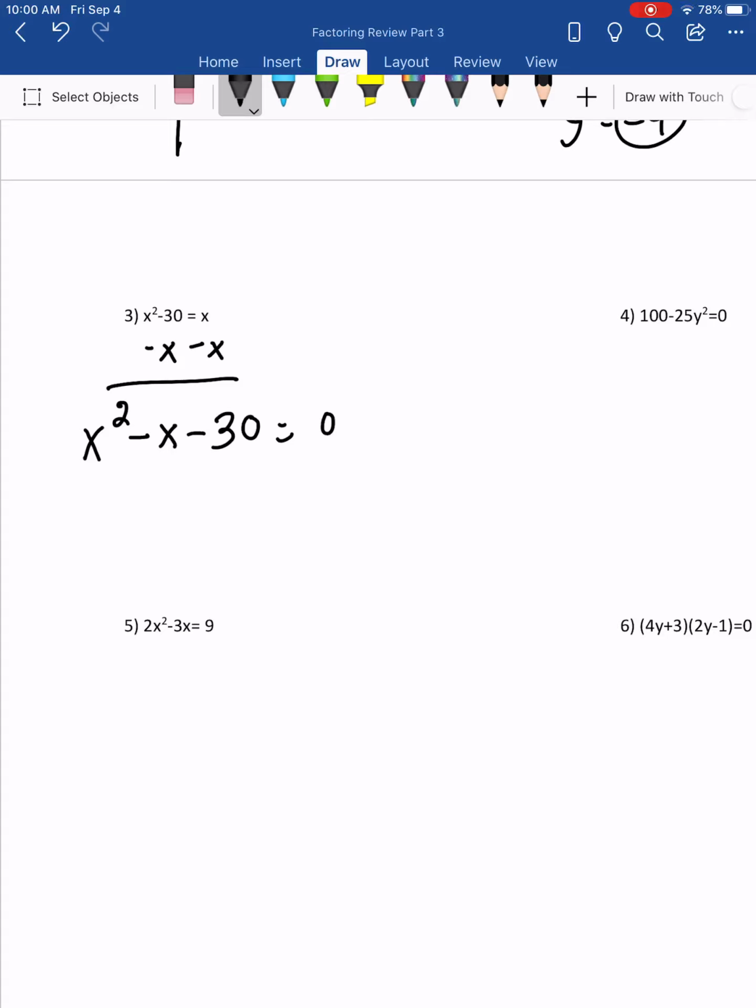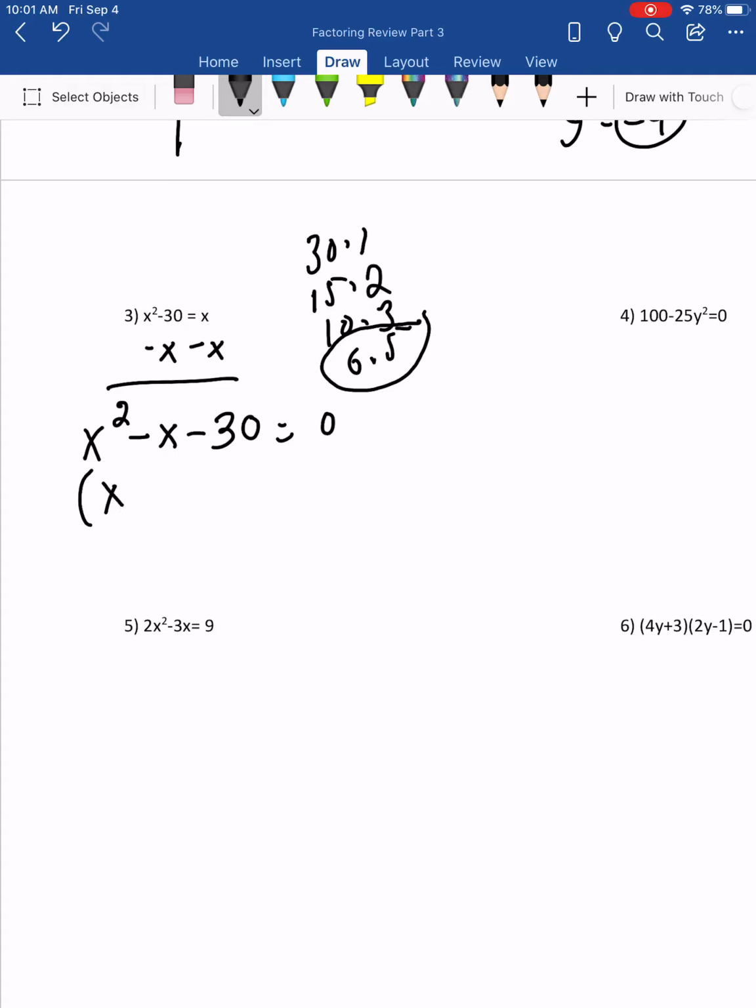So now let's factor the left side, looking at factors of 30: 30 and 1, 15 and 2, 10 and 3, 6 and 5, and 7, 8, 9, nope, that's it. Okay, so we want a pair that's going to multiply to -30 and add to -1. The pair that's going to do that is the 6 and 5. If we have a -6 and a +5, -6 plus 5 is going to make the -1, and then -6 times 5 is going to multiply to the -30.